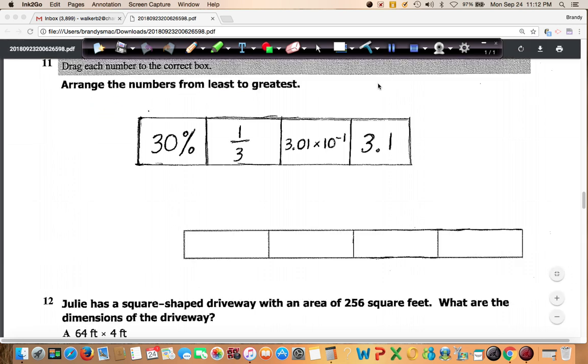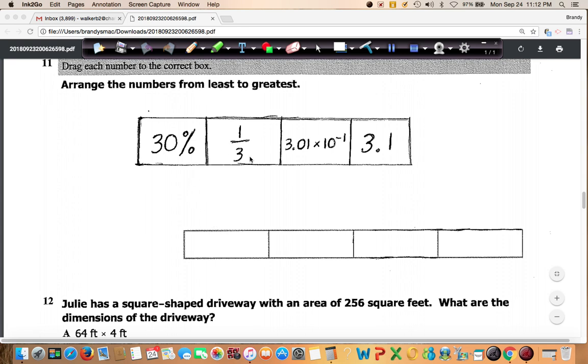Number 11, drag each number to the correct box. Arrange the numbers from least to greatest. Now we've done a few of these, so this should not be difficult at this point. The key here is even if you get 2 in the right box, if you mess up 2 other ones, the whole question is wrong. So this is one of those what we call TEI questions, your technology questions, where you have to make sure that all 4 are in the right spot.